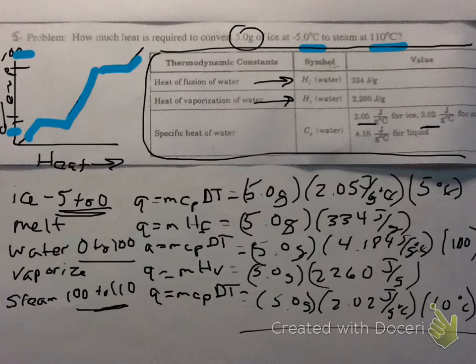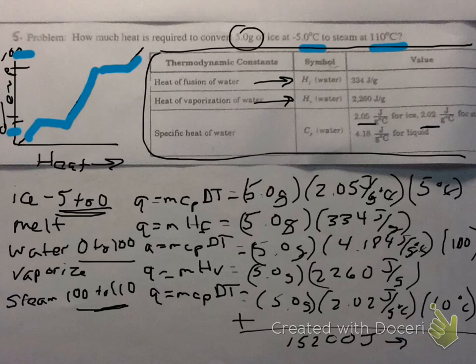Now all I have to do is add that all up together. So what I normally do is I just do it at one time in my calculator. And so I would multiply 5 times 2.05 times 5 plus 5 times 334, so on and so forth. If you go through all that in your calculator, you should end up with an answer that's approximately 15,200 joules.